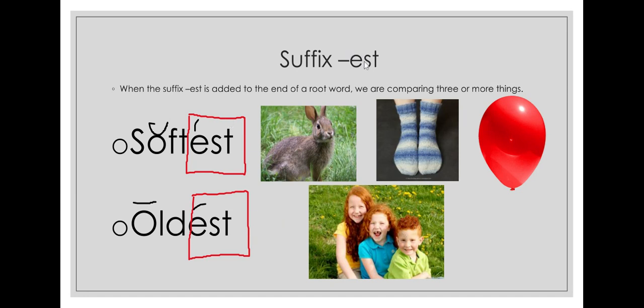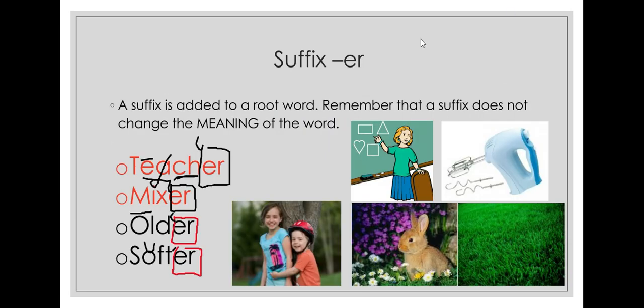So remember, when we use the suffix est, we add it to a word when we're comparing three or more things. Now, if I take off the est, it doesn't change the word, because if I took est off of softest, it would still have the word soft. And if I took the est suffix off of oldest, it would still be the word old.